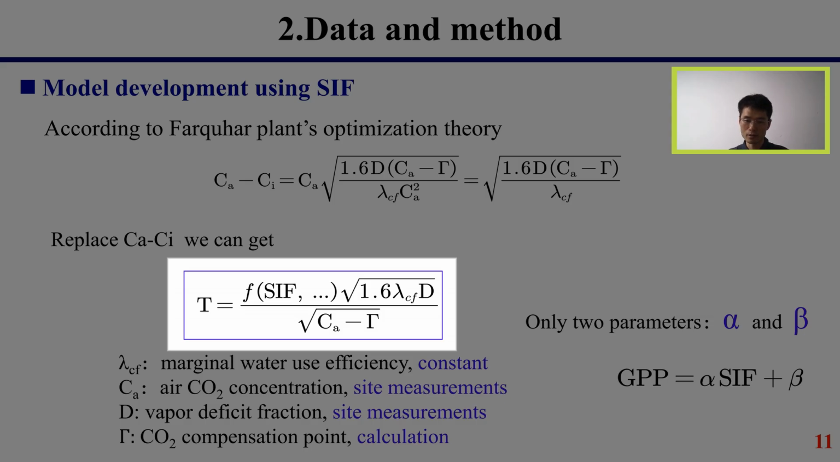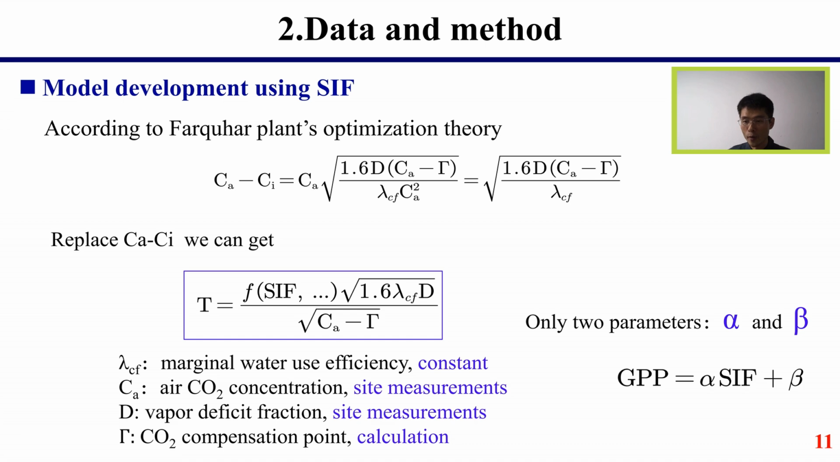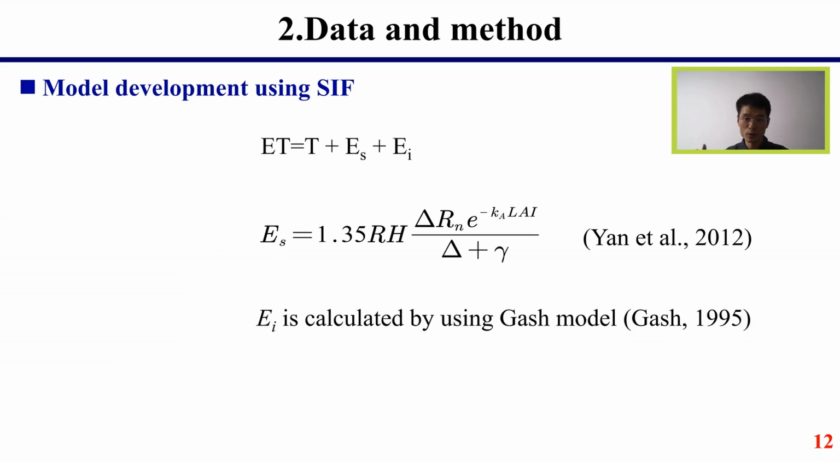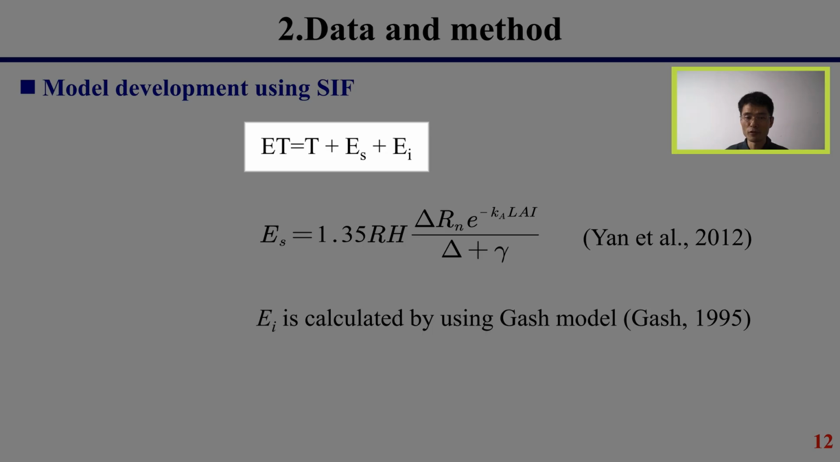We can measure VPD and derive this variable. Here, Ca is the air CO2 concentration, which we can also measure. Tau is also something we can know as long as we know the ecosystem type or the plant functional type. So for this transpiration model, we only have two free parameters to describe the relationship between gross primary productivity and SIF. So we established this model. After this, we have a total evapotranspiration model. Total evapotranspiration has three different components.